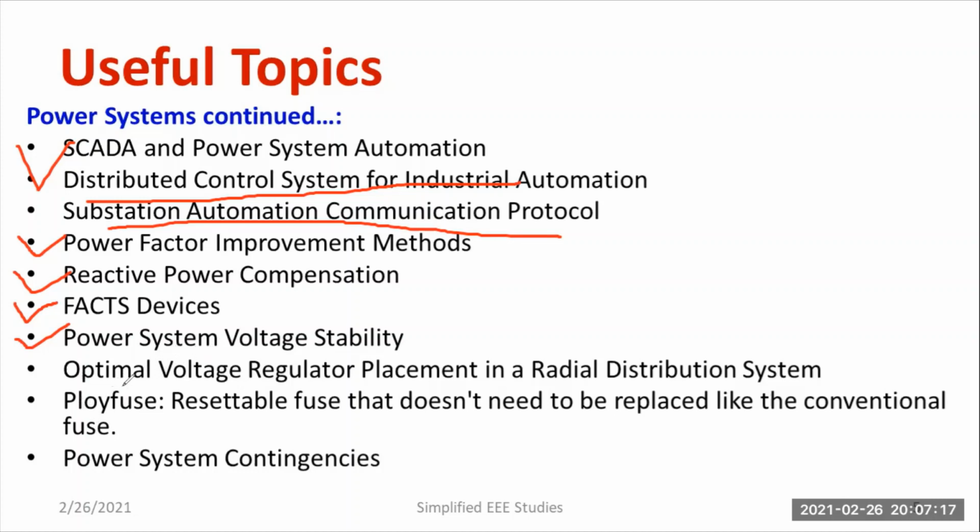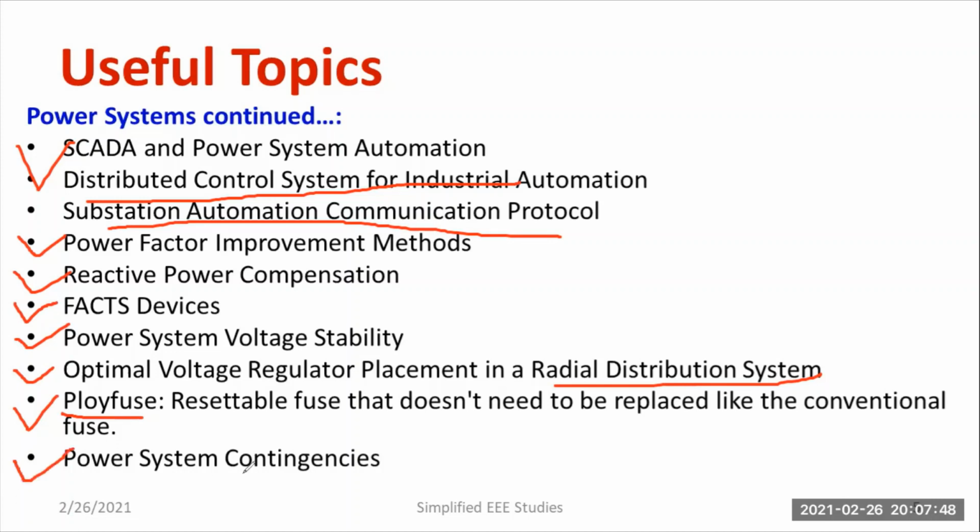And I should say optimal voltage regulator placement in radial distribution system. This is an algorithm. You can use the algorithm. Okay, so you can go for that. Then one of the new topics, that is polyfuse. What is the difference between a conventional fuse and a polyfuse? It's a programmable type fuse. Okay, a normal fuse will melt if the load consumes excess current, overcurrent. Due to overcurrent, that will be melting. But a polyfuse, it's an erasable program. It has erasable programmable memory.